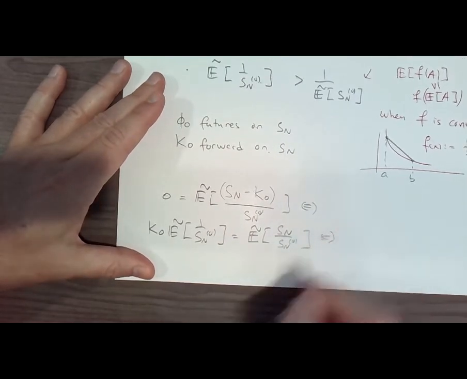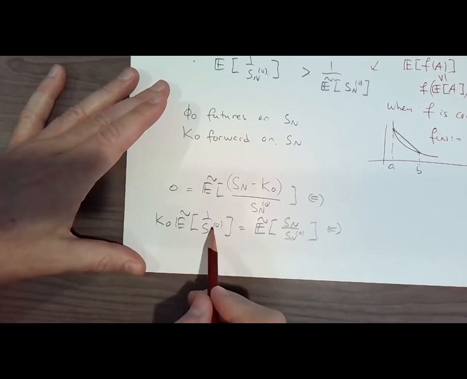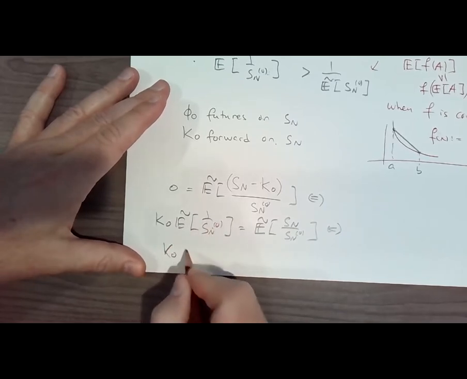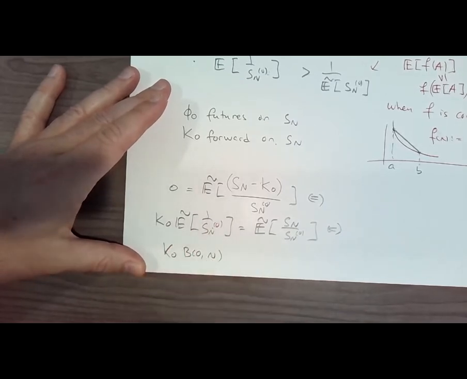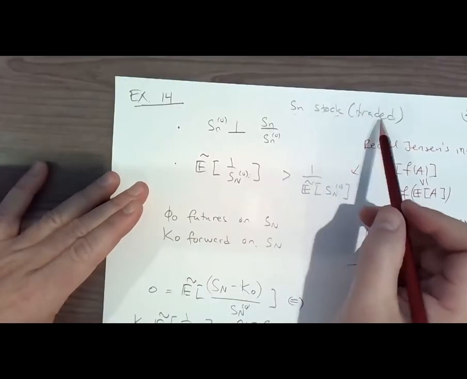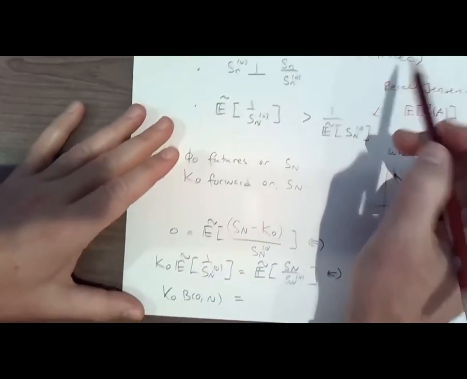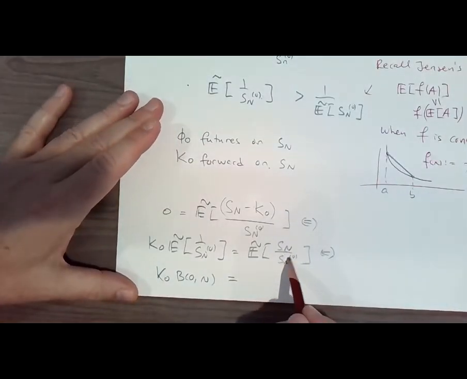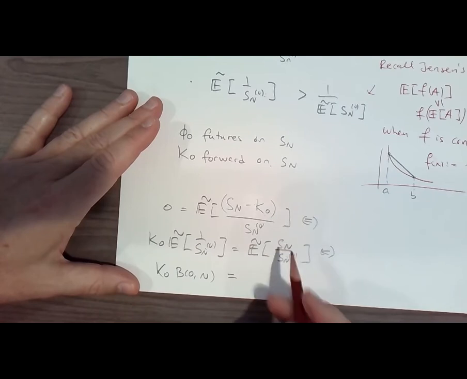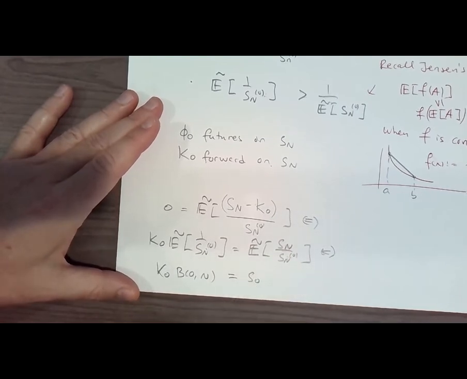And this is the same. Here we find the zero coupon bond. This is K0 times the zero coupon bond. And on the right-hand side, this is where we take advantage of the fact that the stock is a traded security. So discounted, you know that's a martingale. So you're just going to get the initial stock price.